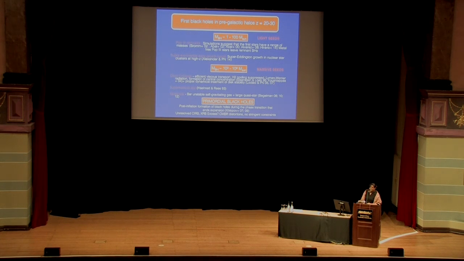This is just a tabulation to show you the various mass ranges for seeds that you can get from the various scenarios. As I said, I'll be focusing mostly on the implications of the direct collapse scenario downstream and how we can actually distinguish that.